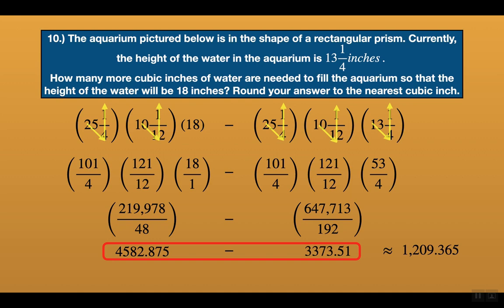But the question says round your answer to the nearest cubic inch. That means round to the nearest whole number, basically. So our final answer is going to be 1,209 cubic inches. That's how much water we need to put into the aquarium to raise the water level to 18 inches. On this problem, could you have changed the fractions to decimals from the beginning? Sure, you could have done that as well.